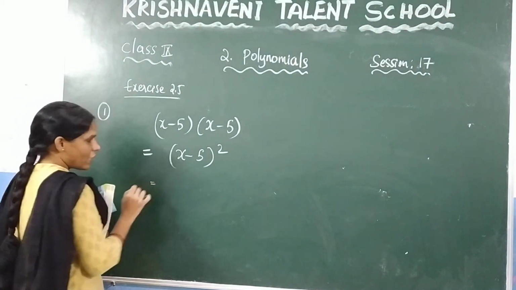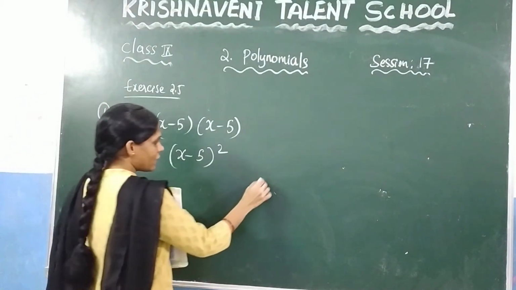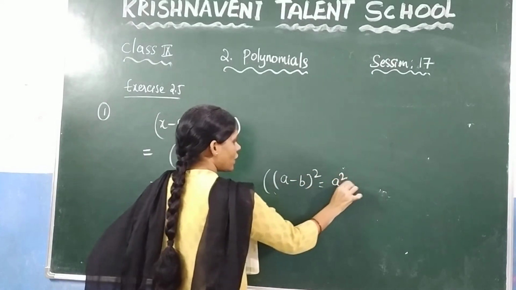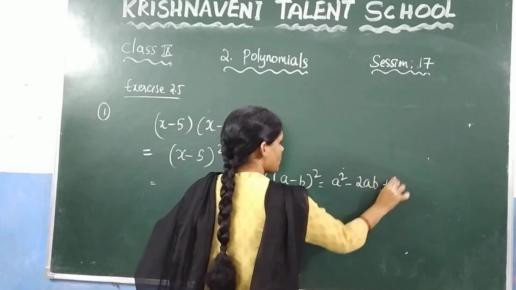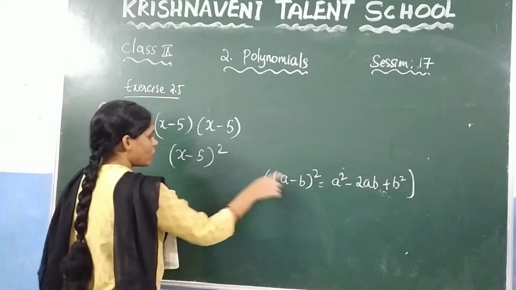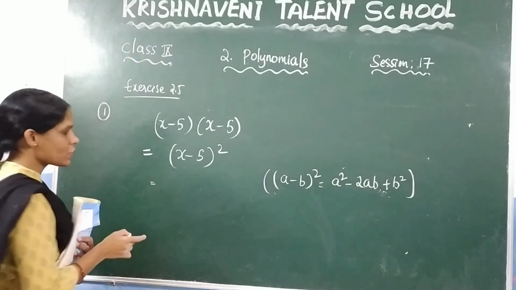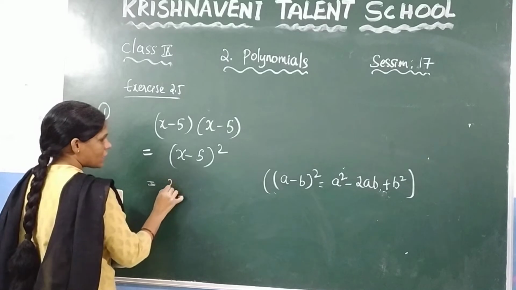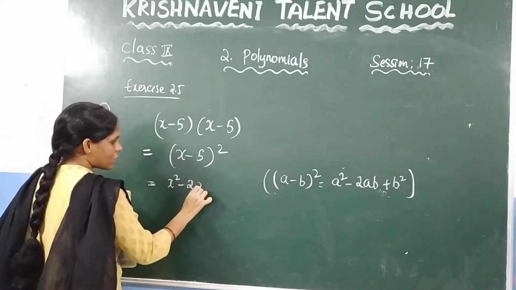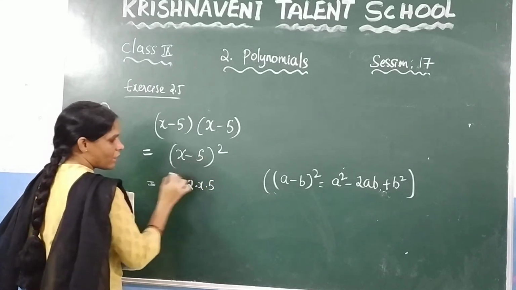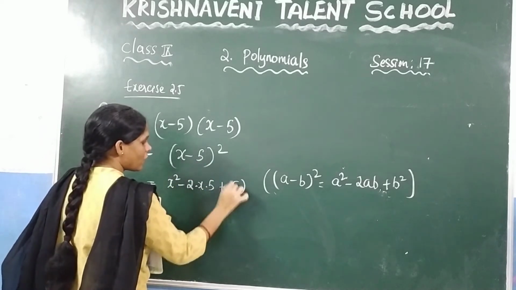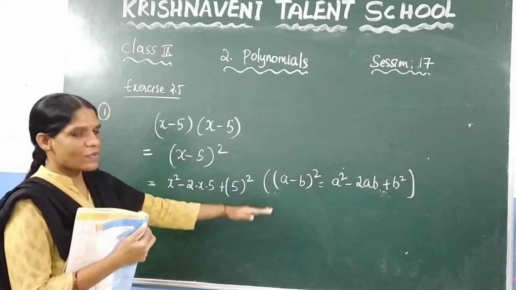So write it here. It is in the form of a minus b whole square. I will write it here directly. What is the formula for a minus b whole square? It is a square minus 2ab plus b square. So in the place of a, what is there? x. In the place of b, what is there? 5. So just substitute, which is nothing but a square means x square, minus 2ab. What is the value of a here? x. And what is the value of b? 5, plus b square. What is the value of b here? 5, 5 square.